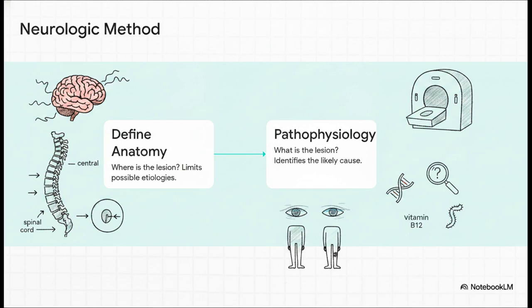Only then do you move to step 2. What is the lesion? This where versus what method is absolutely critical. It prevents clinicians from missing treatable diagnoses. Like if a patient has visual blurring and paraparesis, identifying the anatomy as the optic nerve and spinal cord ensures you don't miss highly treatable causes, like a vitamin B12 deficiency.